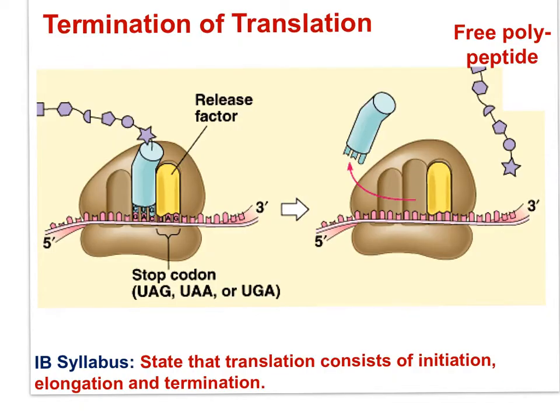Termination. The ribosome reaches a stop codon for which there is no complementary tRNA. Proteins, known as release factors, play a role in ending translation. The components fall apart, polypeptide synthesis is complete.